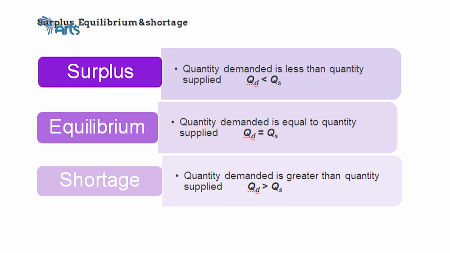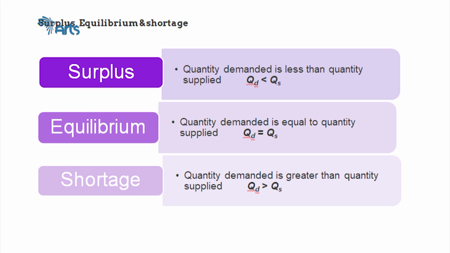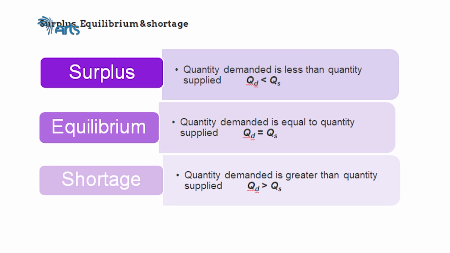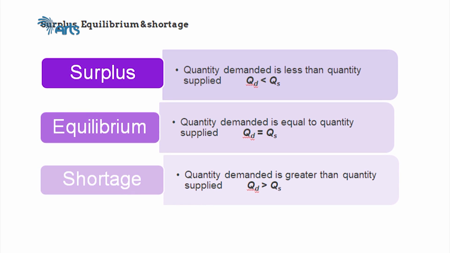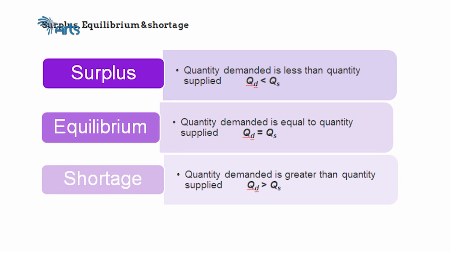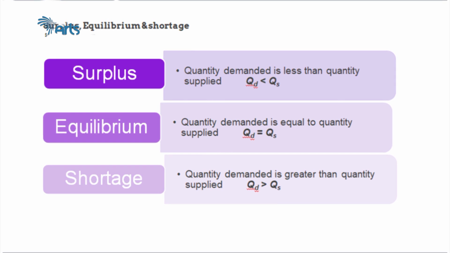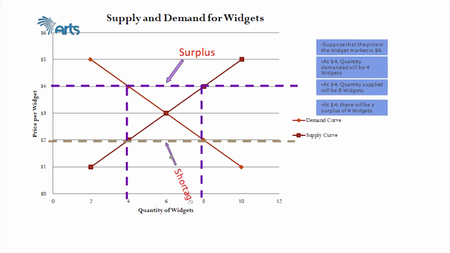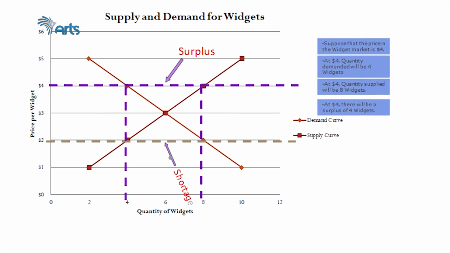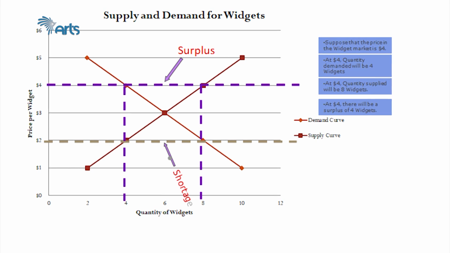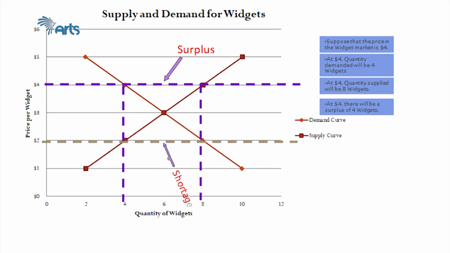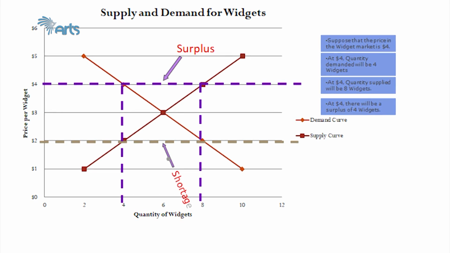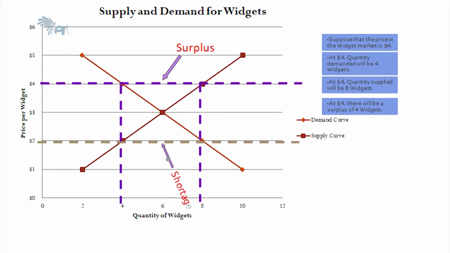The last one is shortage. This is a condition where quantity demanded is greater than quantity supplied. In other words, what suppliers are willing to supply at a market price is way less than what consumers need. Graphically, we can express shortage and surplus as follows. Surplus is here on the diagram, the gap between quantity supplied and quantity demanded, and shortage is the one we see below, where the quantity supplied is way less than quantity demanded.